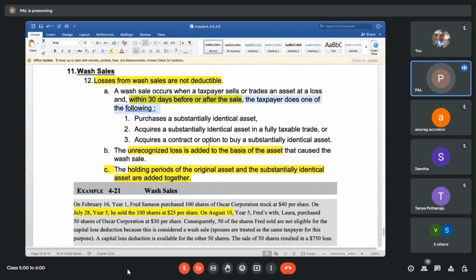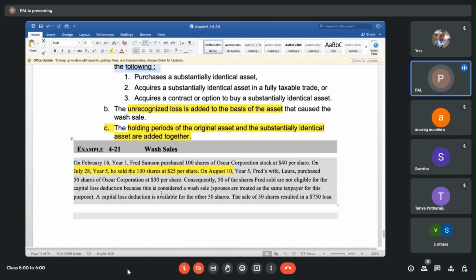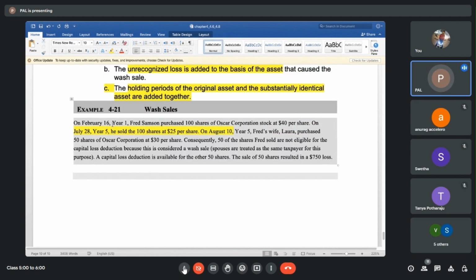Okay, let's go through this example. It will be very clear. Fred bought 100 shares in year 1. In year 5, he was holding on until then, and the price went down to 25. He's thinking, let me just sell it off and book some losses. At least I'll be able to take the losses and apply them against other capital gains. So he sold off the 100 shares.